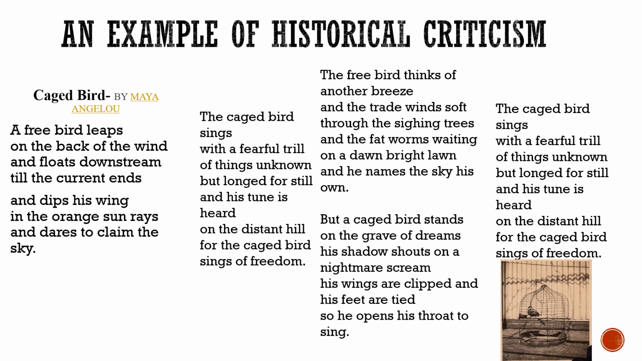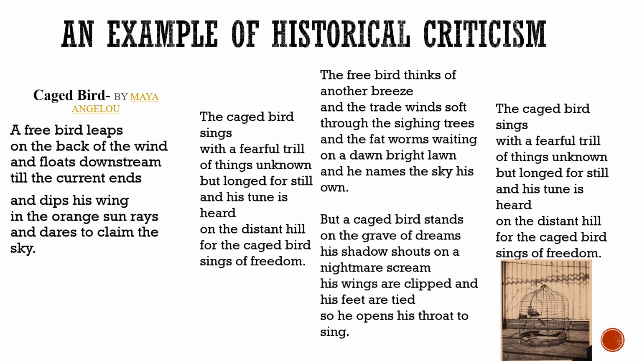So, for an example of historical criticism, I've attached a poem by Maya Angelou called Caged Bird. We're going to read the poem and then we're going to practice historical criticism using this poem.